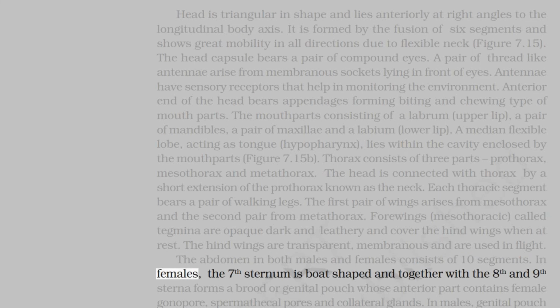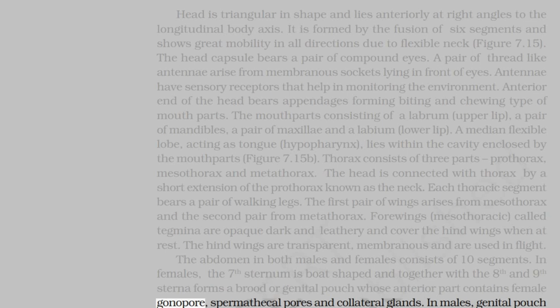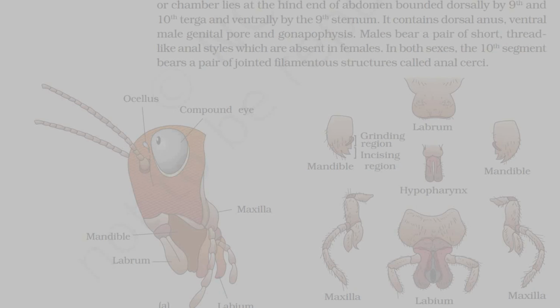In females, the 7th sternum is boat-shaped and together with the 8th and 9th sterna forms a brood or genital pouch whose anterior part contains female gonopore, spermathecal pores, and collateral glands. In males, genital pouch or chamber lies at the hind end of abdomen bounded dorsally by 9th and 10th terga and ventrally by the 9th sternum. It contains dorsal anus, ventral male genital pore and gonapophysis.